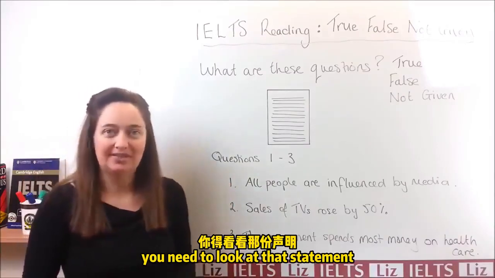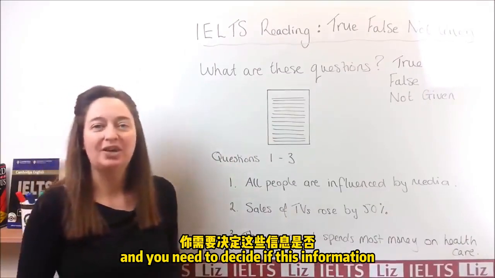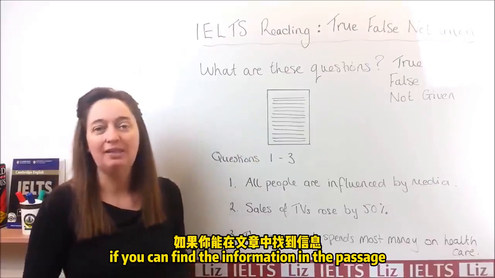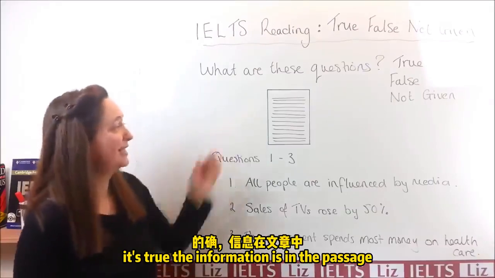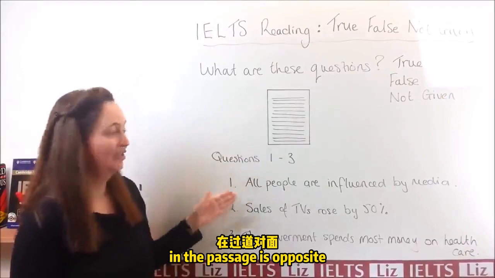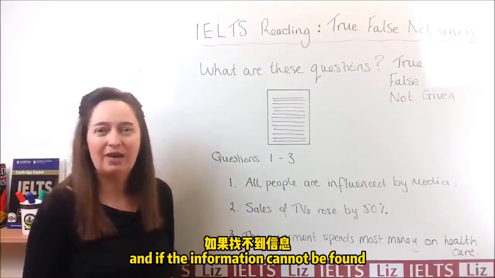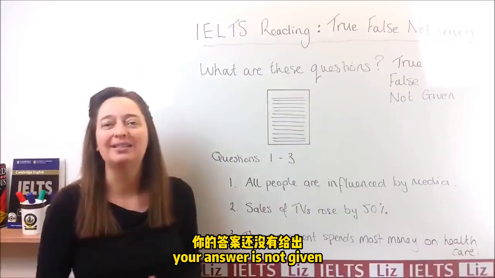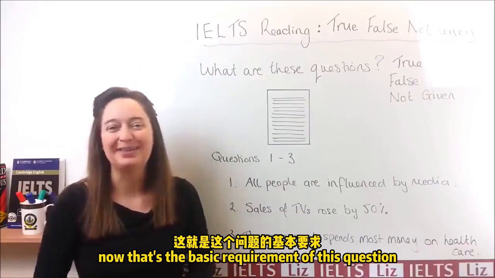You need to look at that statement, you need to read through the passage, and you need to decide if this information is in the passage. If you can find the information in the passage, then the answer is true. It's true, the information is in the passage. If the information in the passage is opposite to the statement, then it's false. And if the information cannot be found, you've read through your passage and you cannot find this information, your answer is not given. Now, that's the basic requirement of this question.